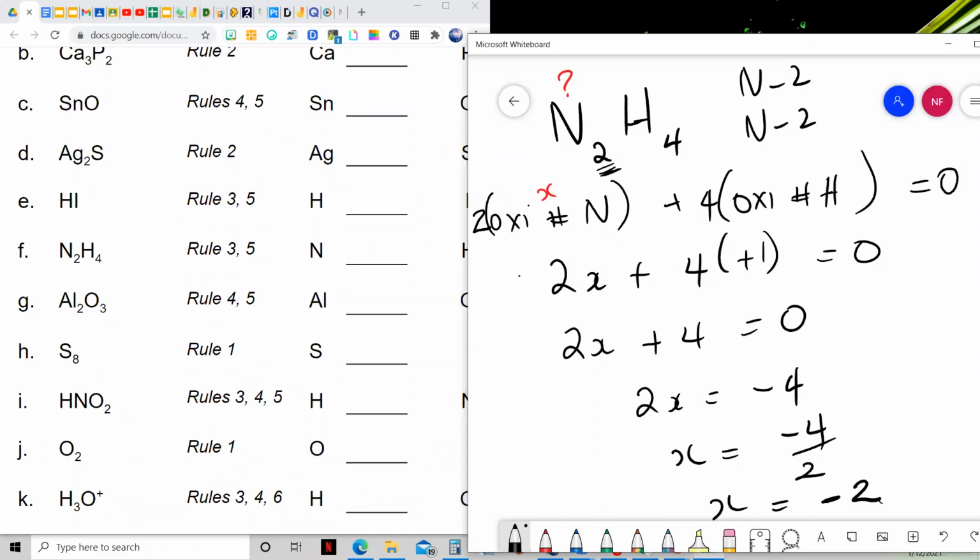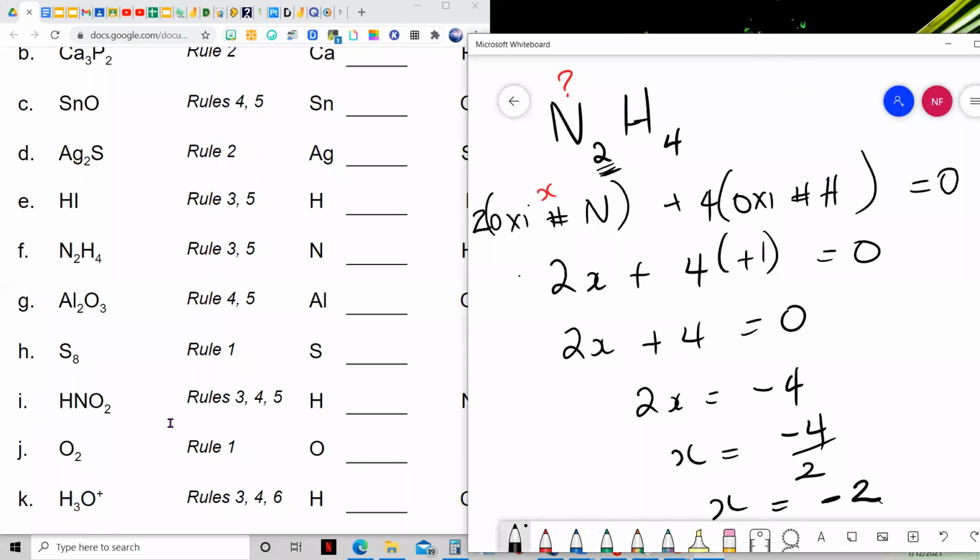Because this is not an ionic compound, we don't swap them. Only for ionic compounds. Miss, this is covalent. Yes. Nitrogen and hydrogen, 2 nonmetals.